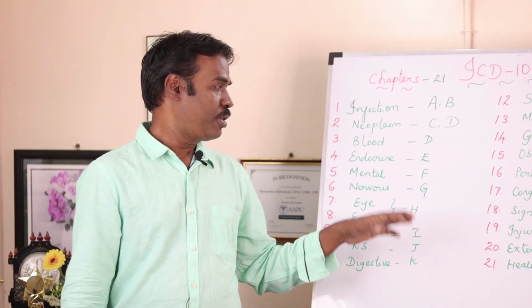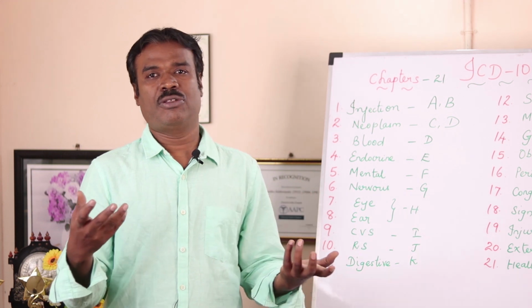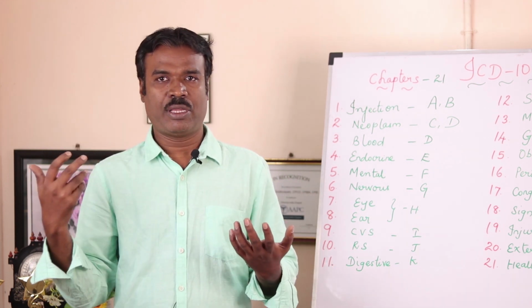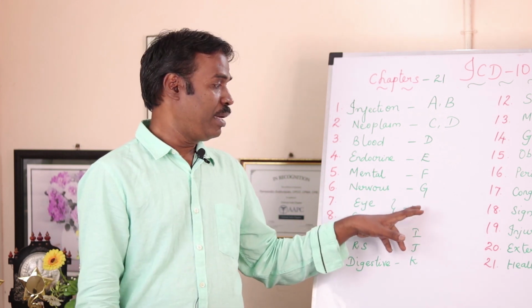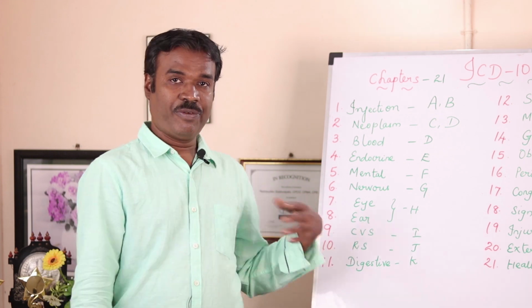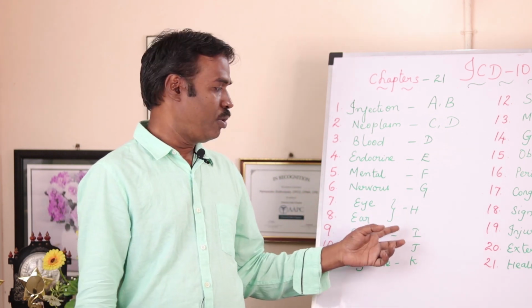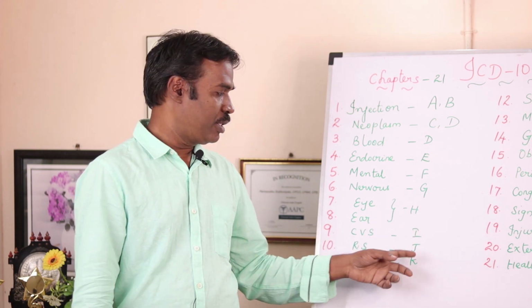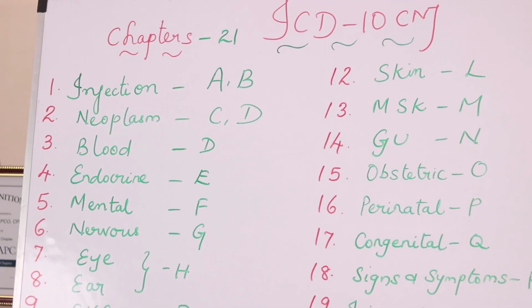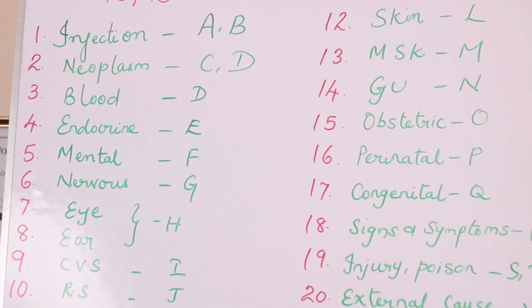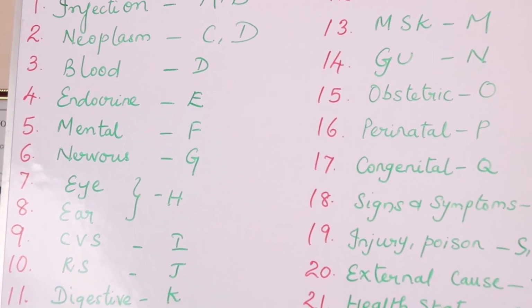G is Parkinsonism. H is any instance like, say, an obstruction to the aqueous canal or glaucoma. That would be an H code. Ear codes will also be H, like tympanic membrane perforation. Cardiovascular, I10, hypertension or myocardial infarction. J is asthma or any chronic rhinitis. And digestive system will all start with K. Polyps, polyp of colon. Next comes L.